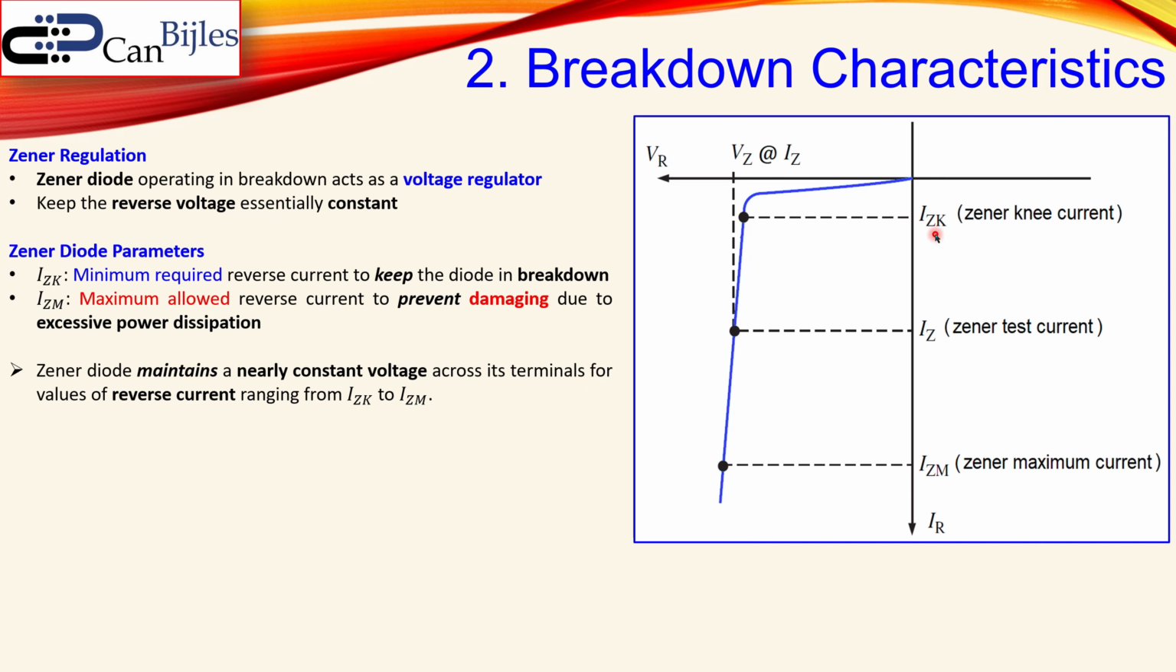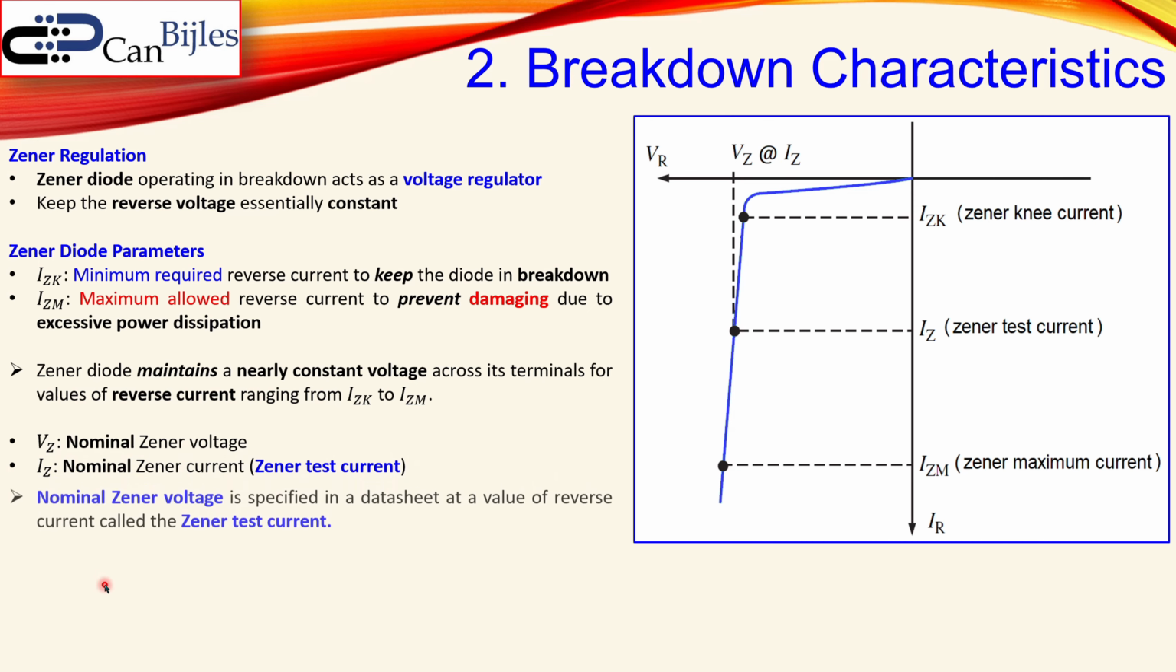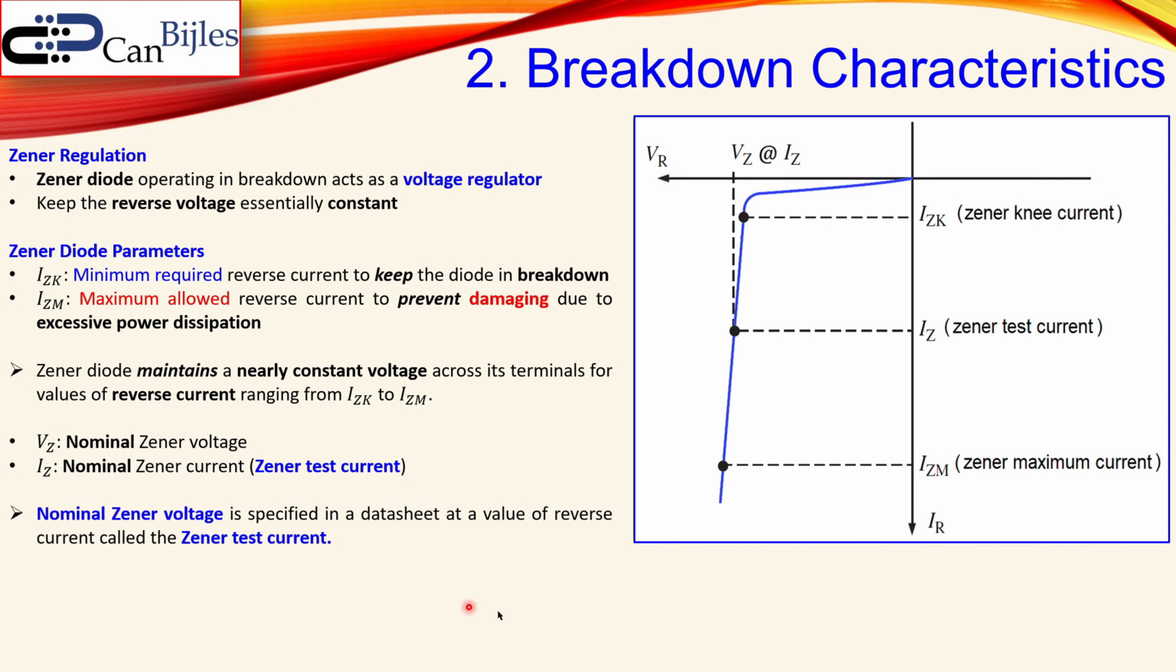Now there's also a part where you want to keep it almost constant. That is actually between the IZK and IZM. That is the region where you have the reverse current range. This is the nominal VZ, nominal Zener voltage. This is the nominal Zener current, or Zener test current. Nominal Zener voltage is specified in the datasheet, and that is specified at that Zener test current.